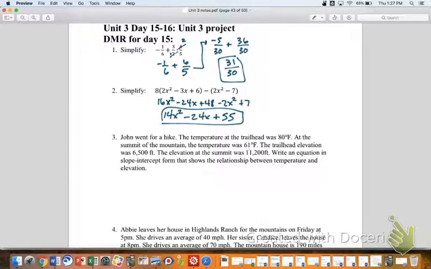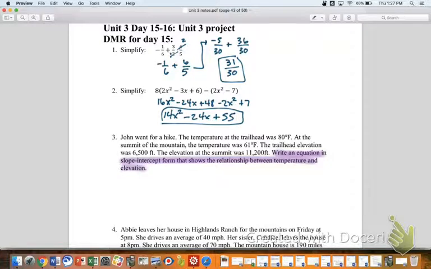Okay, do you guys have any questions on 1 and 2? Okay, so let's look at number 3 then. Same question we've looked at, just a slightly different scenario. It says, write an equation in slope-intercept form that shows the relationship between temperature and elevation.